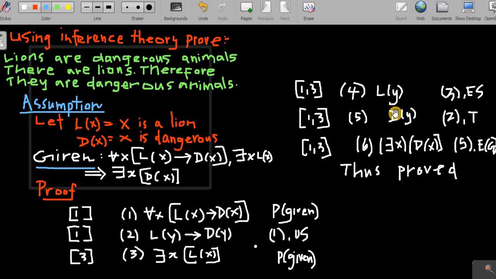Now, step number 5, you go back to step number 2. From the logical inference, we know that if A and A implies B, then B. That's the tautological inference formula. Now you come to step number 2. L of y implies D of y. L of y implies D of y. So apply that rule.